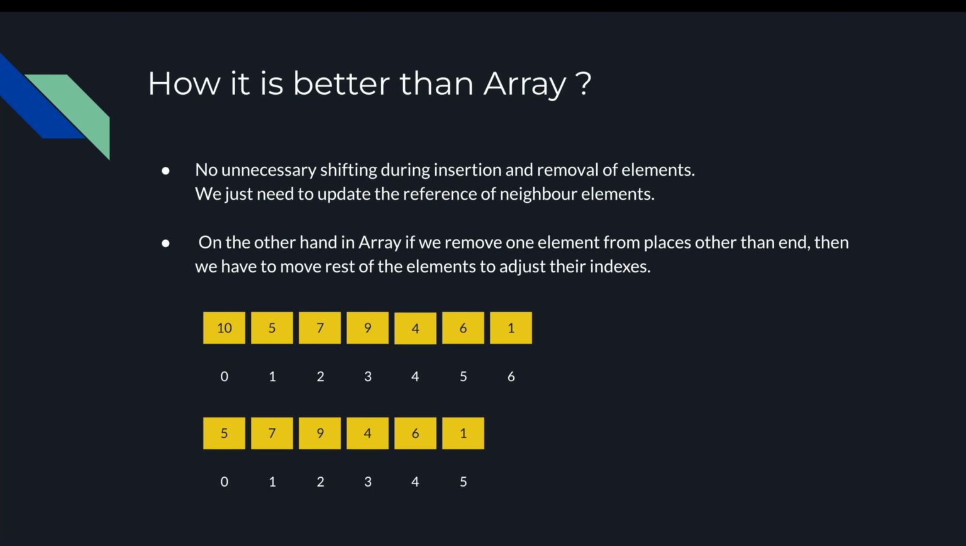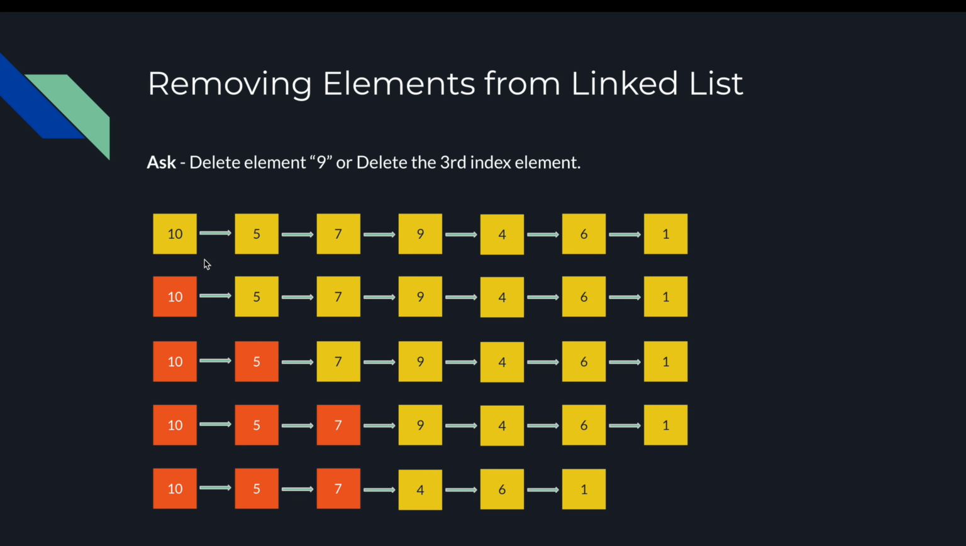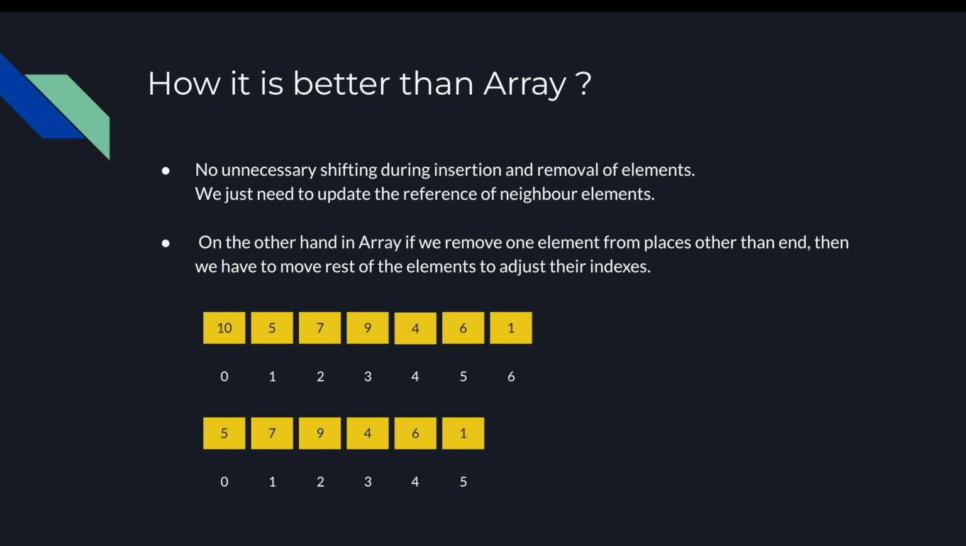But again, there is one operation where array wins, and that is to get the elements. You can get elements by just passing index numbers in array, whereas in linked list you have to iterate over all the nodes in order to get the desired node. Alright, that's all for the theory part.